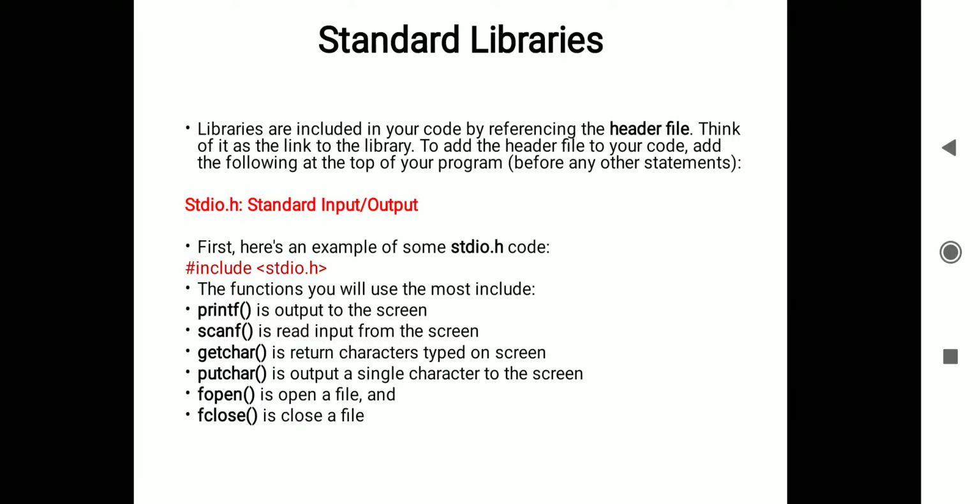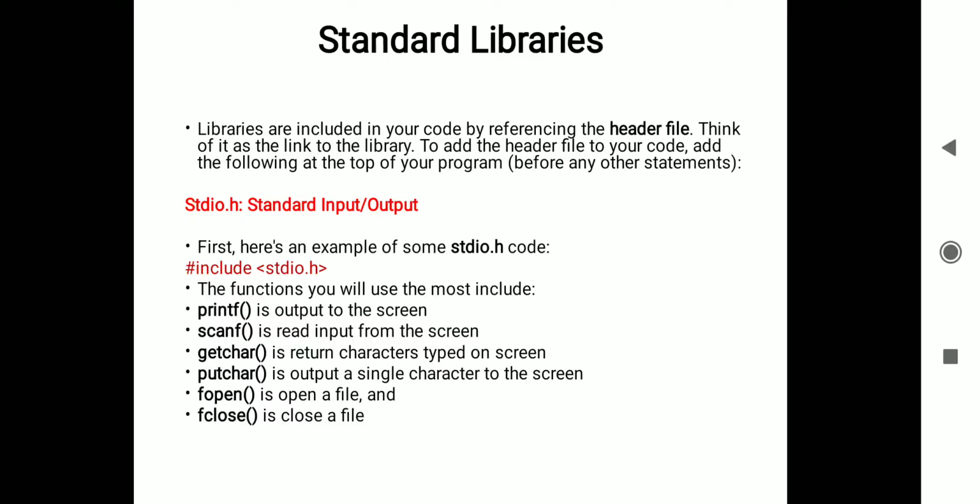Next is, which are the different types of standard libraries present in the C language. Libraries are included in your code by referencing the header file. Think of it as the link to the library: to add the header file to your code, add the following at the top of your program before any other statement. Means you only have to write the header files at the top of your program.